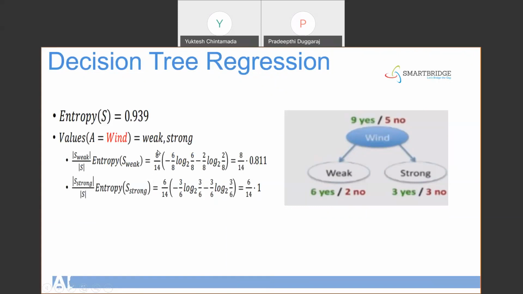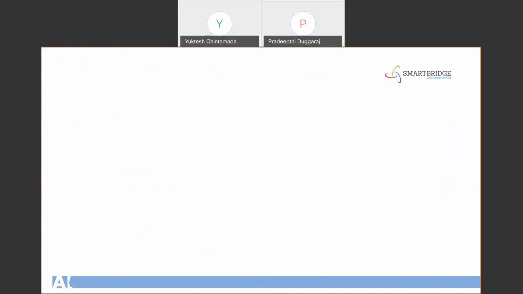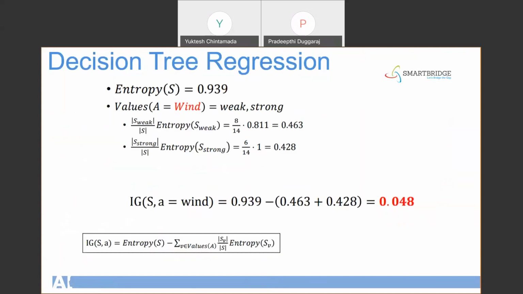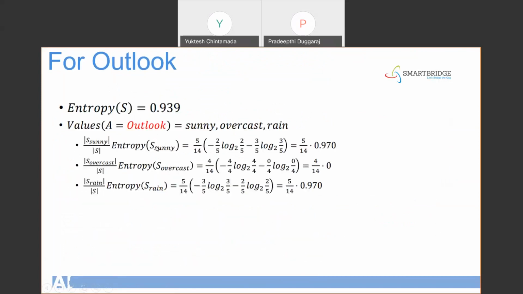So 6 by 14. Now, whenever you apply this information gain formula, entropy minus summation of entropy of all the nodes, then you get a value something like this, 0.048. Now, in the same way, you have to calculate for the outlook also. So, for Sunny, there are 5 observations, out of which 2 are yes, 3 are no. For Overcast, there are 4 observations, out of which 4 are yes and 0 are no.